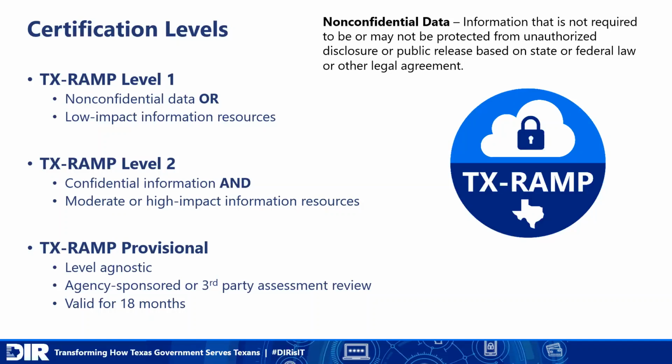And there are 2 ways to achieve the provisional certification, and that's either through an agency sponsorship, and I'm using the term agency as a blanket here. Agency refers to the organizations that are subject to the TXRAMP requirements, or through an independent third-party assessment audit review. I'll illustrate those in just a moment. Another thing to note, for the provisional status, that is valid for 18 months from the date it is granted. That is intended to give sufficient time to the cloud service provider to undergo the assessment where they provide their control implementation details and documentation, and DIR can review that and grant a certification if it is warranted.